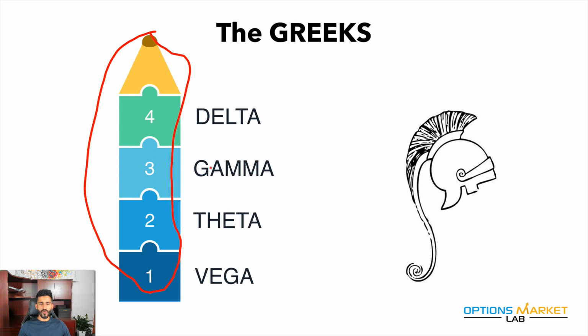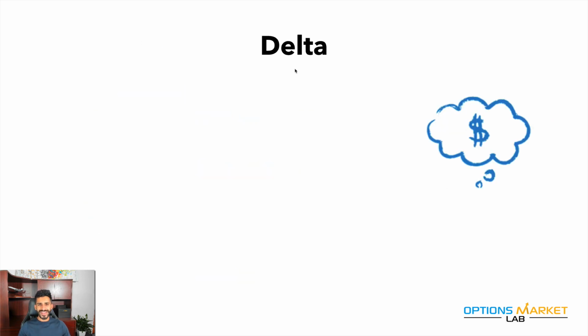Now, these are the four Greeks that we're going to cover: vega, theta, gamma, and delta. These four make up an option premium. So let's jump right into it and go over the first one. The first one is called delta.